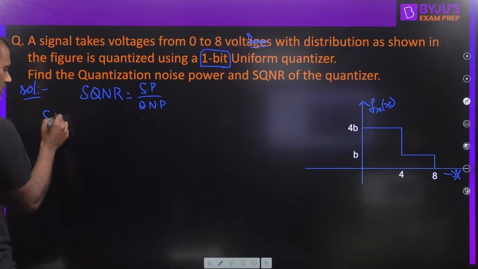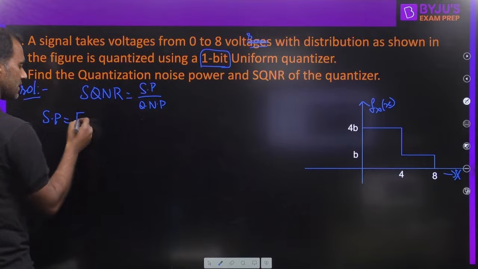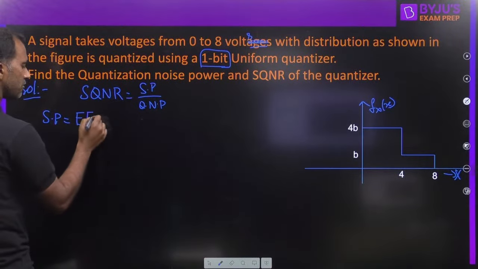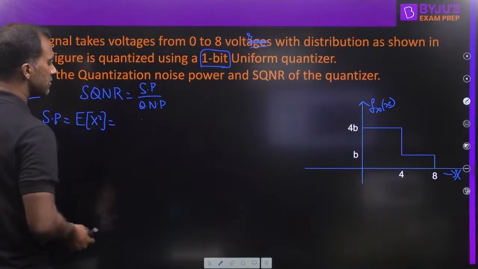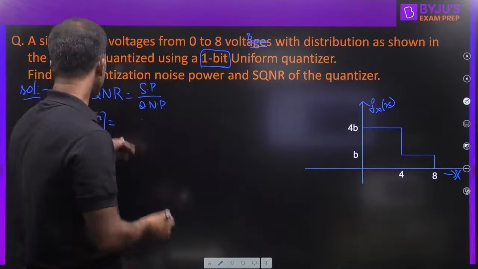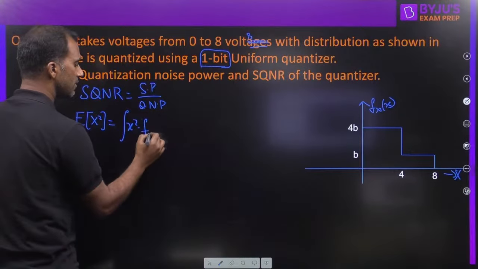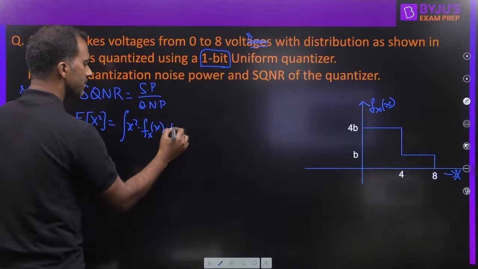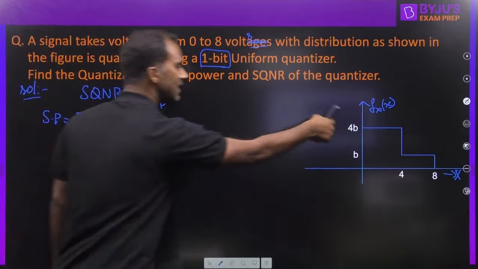This is a good question, a little challenging question also. SP means signal power. Signal power is equal to the expectation of x square. This is how we find it. But if you want to find this, the formula is the integration of x square times fX(x) dx. So if you want to substitute that fX(x) here, you should know these heights, na?